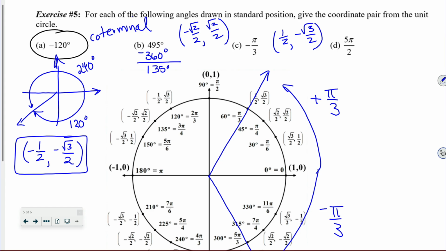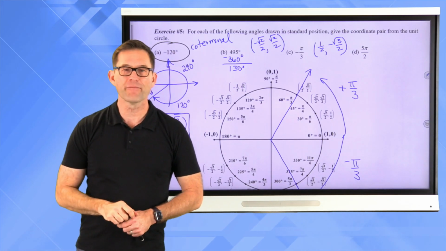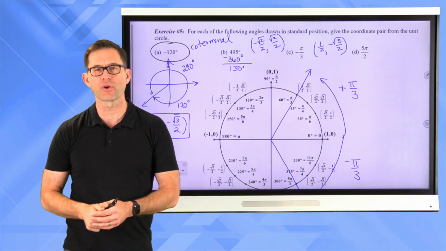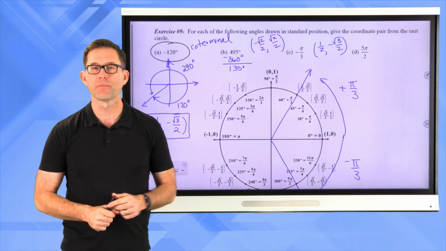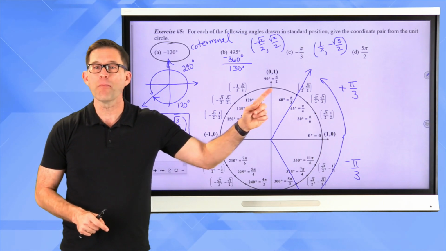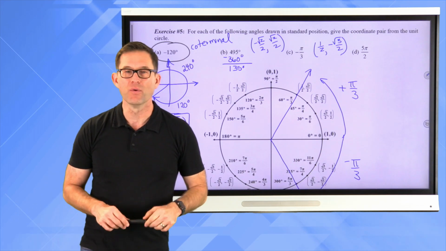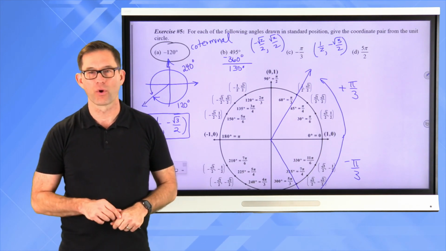All right, see if you can think about 5 pi over 2. And feel free to think about it any way you want. Maybe you want to convert it first to degrees and then do something like letter B. Maybe you can think about how many pi over 2's it is, right? See what you can do and then try to figure out what the coordinate pair is.